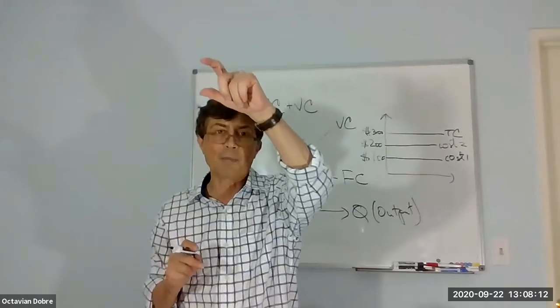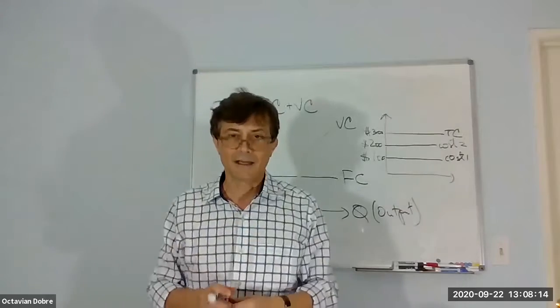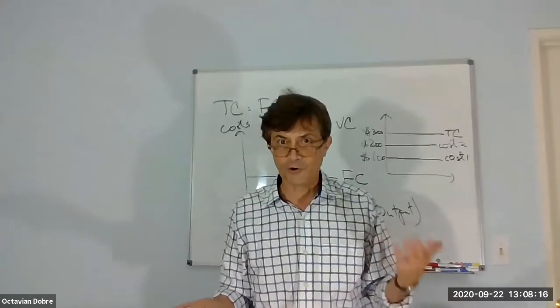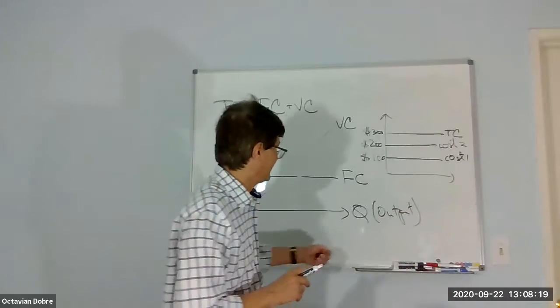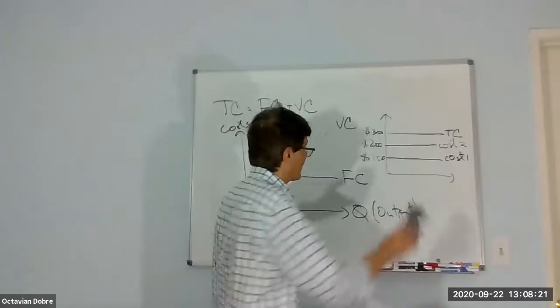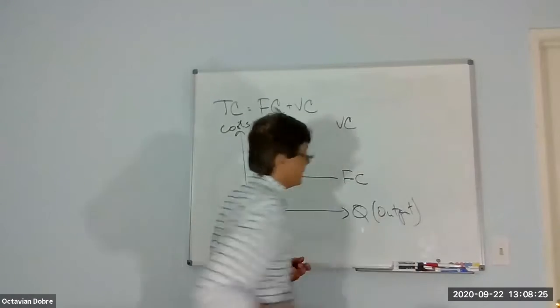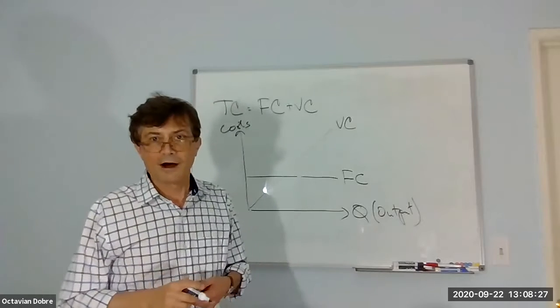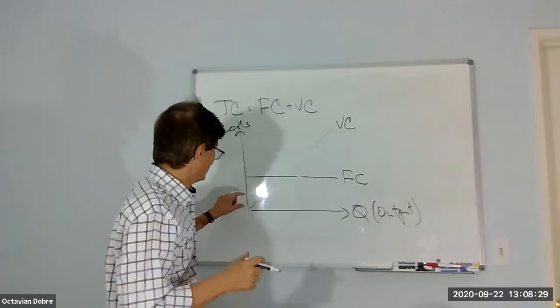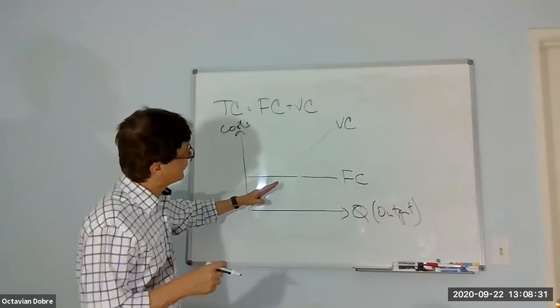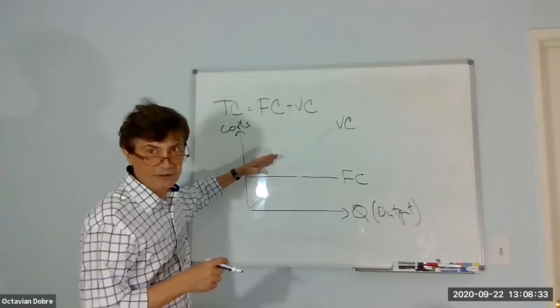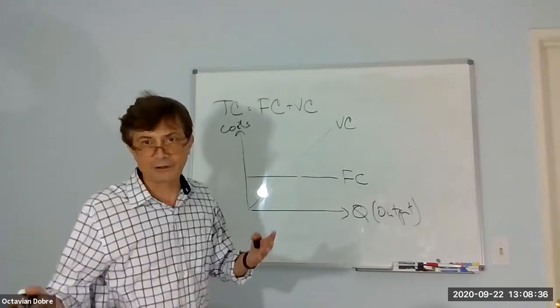You put it on top of the other cost, and you're going to get the sum of the two costs. So that's why it's very, very simple. For example, in this case, I can just move the variable cost on top of the fixed cost, and I'm going to have the total cost.